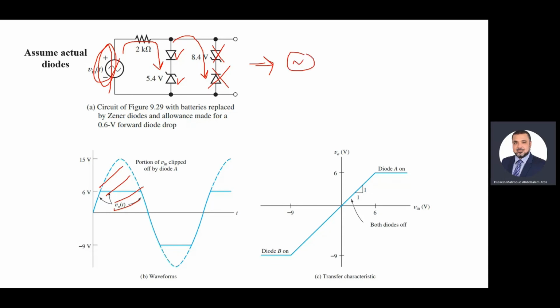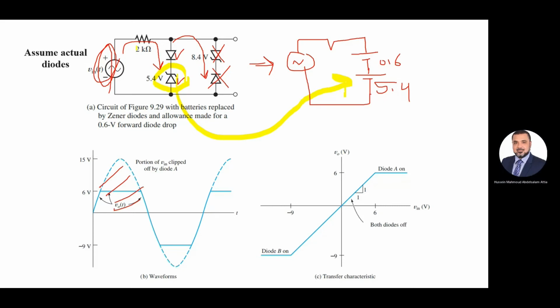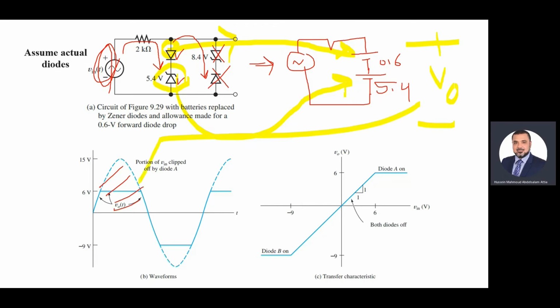The new circuit is the source connected to R. The first diode will be replaced by, say, 0.6. The Zener will be replaced by a 5.4 battery. Look, this is the new circuit. As you can see here, the Zener is replaced by this battery and the diode is replaced by this battery. So you have a diode and a Zener, each one replaced by its own battery. Now, what is V out? V out is clearly 6. So V out is 6.